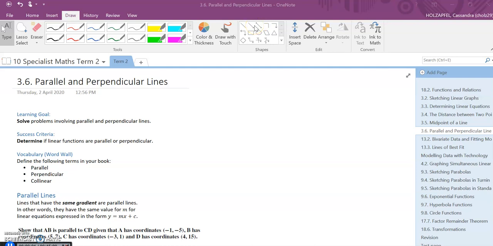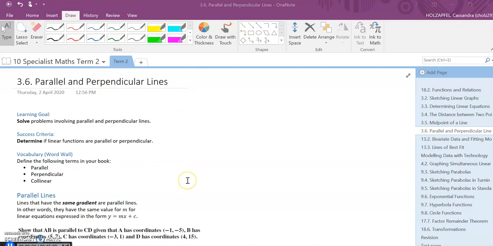Hey guys, so today we are looking at parallel and perpendicular lines. Our learning goal is to solve problems involving them, but to be successful at this, we ultimately need to determine whether or not a line is parallel or perpendicular to another. So in your vocabulary list, I want you to define the terms parallel, perpendicular, and collinear.